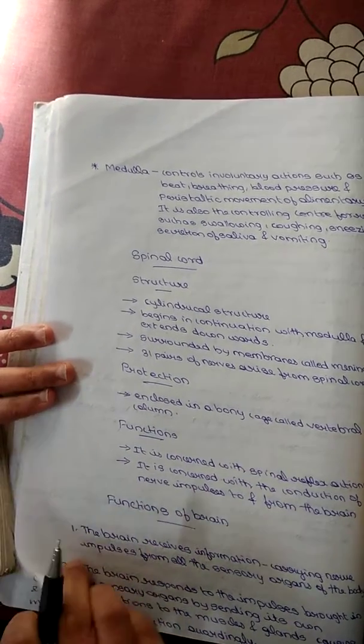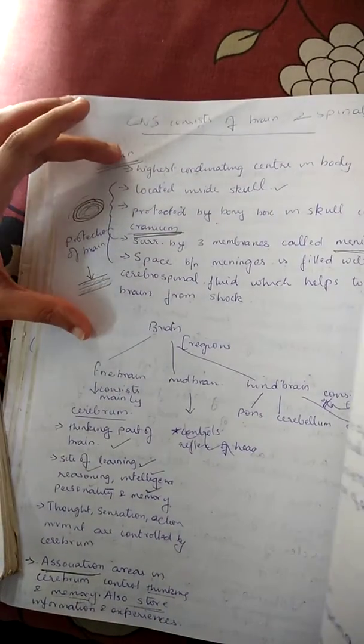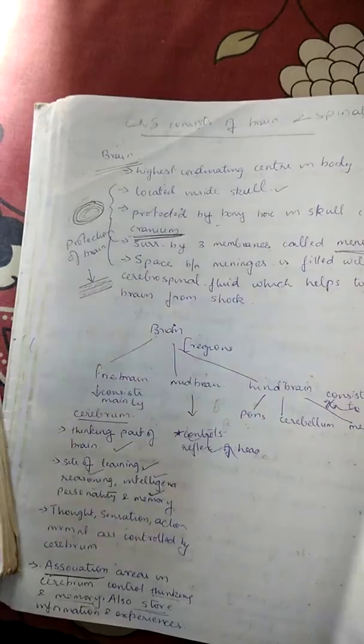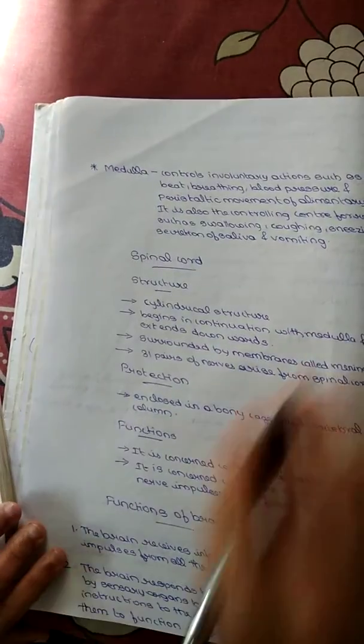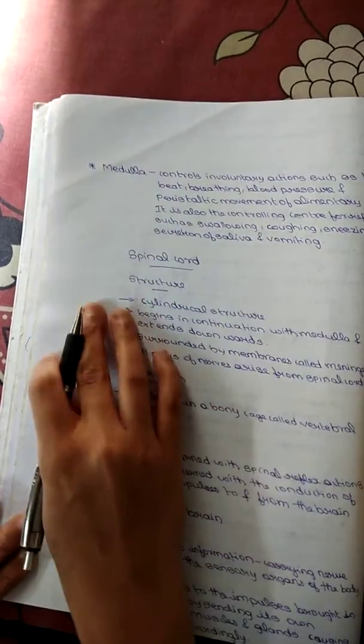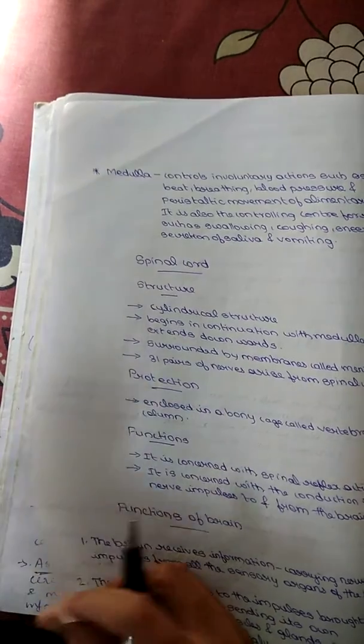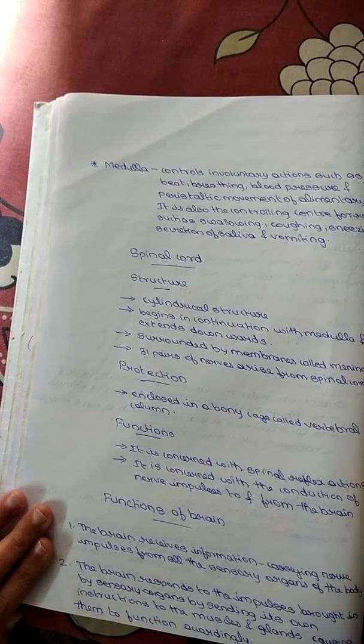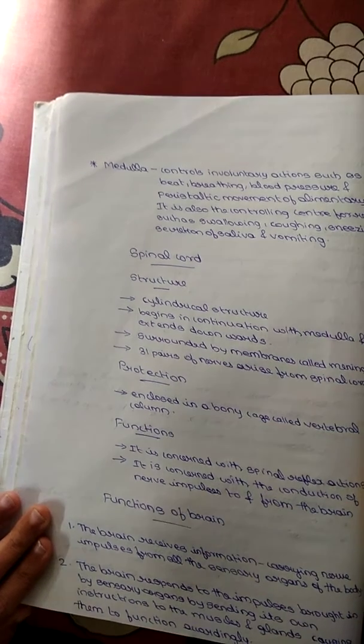So that is it regarding the brain, which is a very important part of the central nervous system. We studied how the brain is protected, what the regions of the brain are, and what their functions are. And also we studied the reflexes which are generated by the brain, and who generates the reflexes. Next we are going to study the spinal cord.